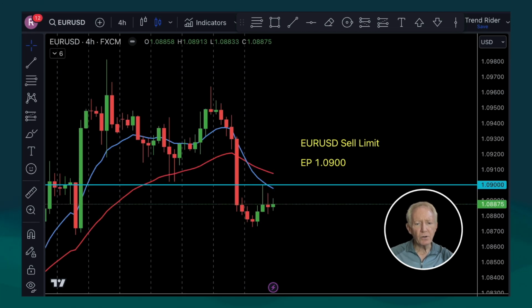So let's look at the Euro US. I have a sell limit on that one. As I said, I am bearish on the major pairs, with the entry price on the Euro US at 1.0900.